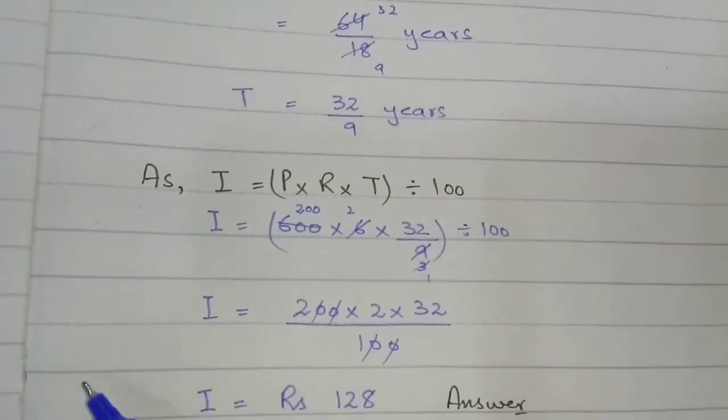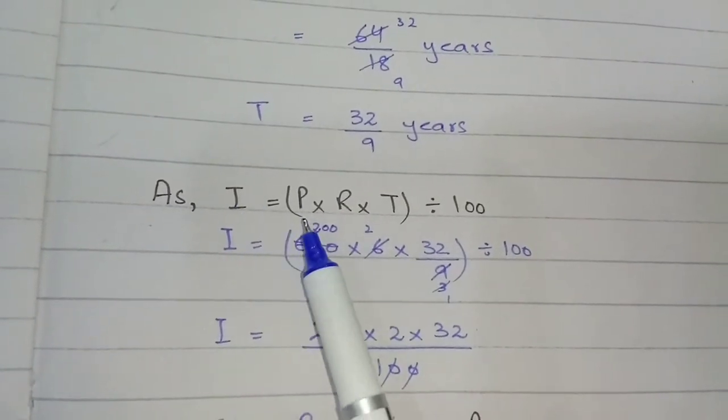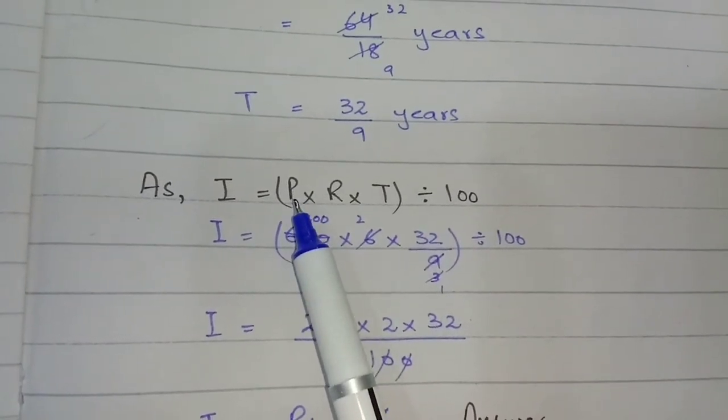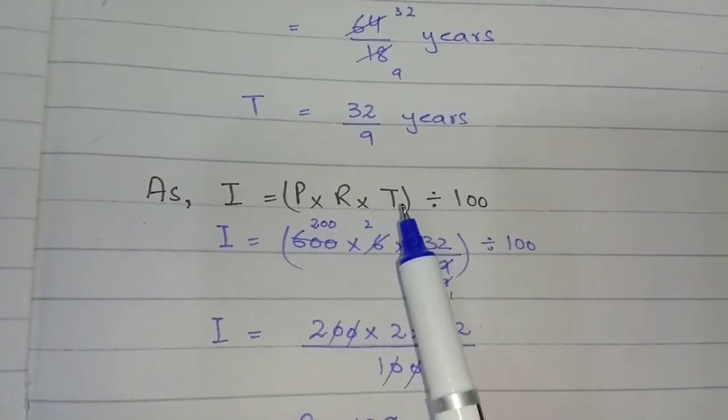We have to find the interest. So I is equals to P multiplied by R multiplied by T divided by 100, where P is equals to principal amount, R is equals to rate of the interest and T is equals to time.